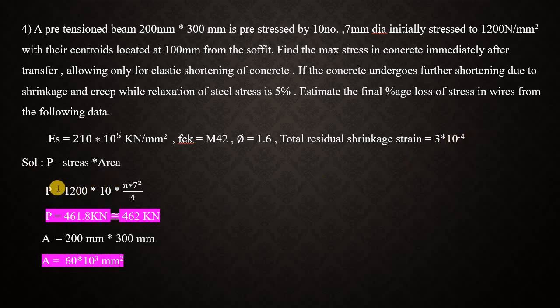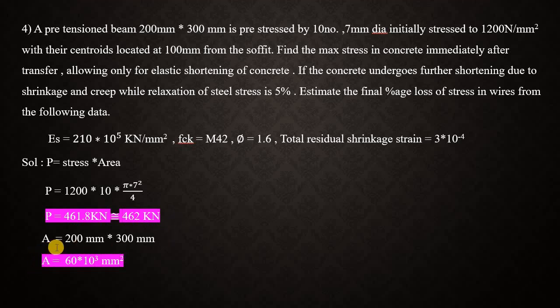So let's start with the solution. P equal to stress into area. The initial stress they have already given. You can observe here, that is 1200 into area of the steel. So area of the steel is 10 into pi into 7 square by 4, something like pi d square by 4. Take the dia of the bar as 7, we will get P as 461.8 kilonewton. Just round it off to 462 kilonewton.